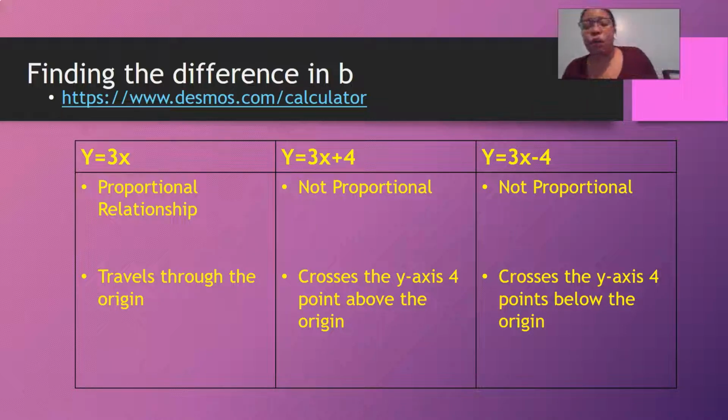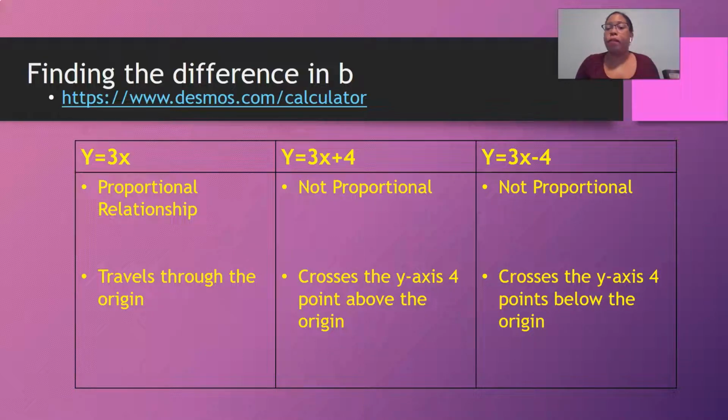However, with my plus 4, I see that my line crossed the y-axis 4 points above the origin. So you'll see that it was higher than the original red line. And then again, for negative 4, we're going to see that it actually crossed 4 points below the origin. So you can see that it started out a little bit lower. Coming from that, your B controls where your line crosses the y-axis, and that y-intercept is always going to dictate what you started off with. So if I started off with a positive number, then it's going to be above the origin.